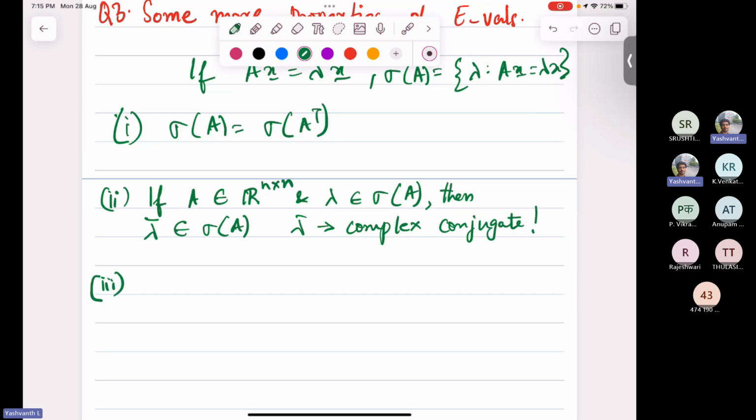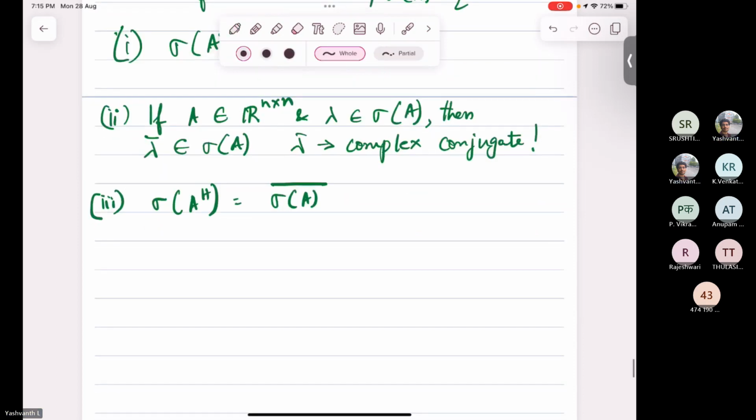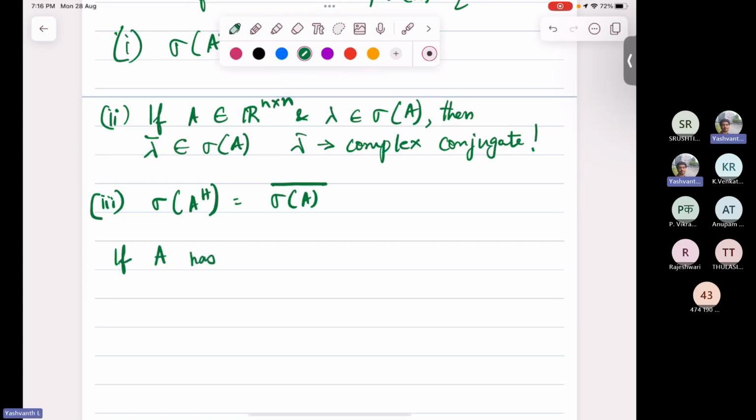A third property: sigma of A Hermitian is equal to sigma of A conjugate. What I'm trying to say is, if you have a matrix A with eigenvalue lambda, then for the matrix A Hermitian, lambda conjugate will be the eigenvalue. Let me give an example. If A has lambda as an eigenvalue, then A Hermitian has lambda conjugate as an eigenvalue.